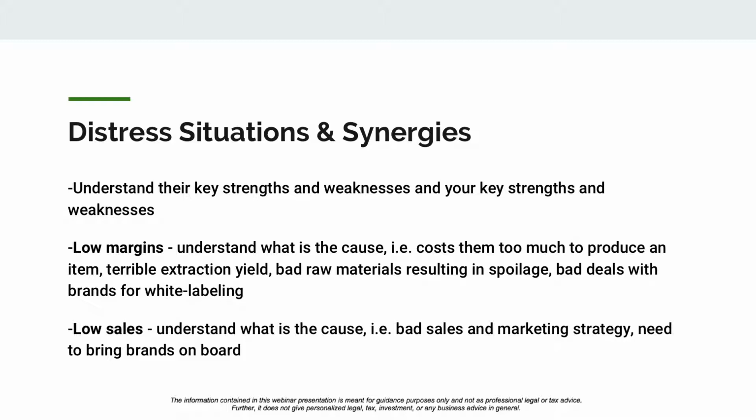So that would then be really great synergy. You can buy this company at a deal and within a year, you can double their revenues or triple them.